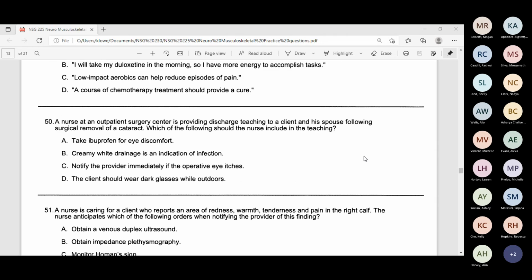A nurse at an outpatient surgery center is providing discharge teaching to a client and his spouse following surgical removal of a cataract. Which of the following should the nurse include in the teaching?